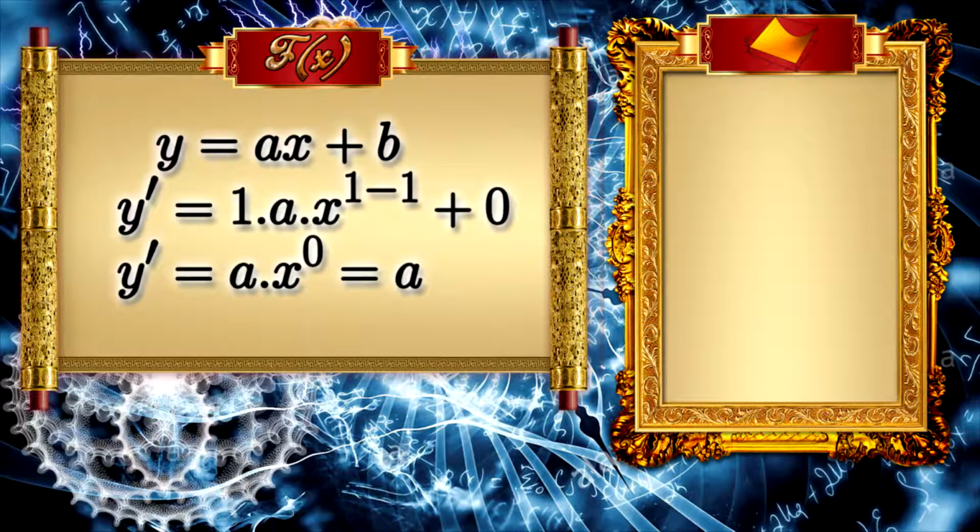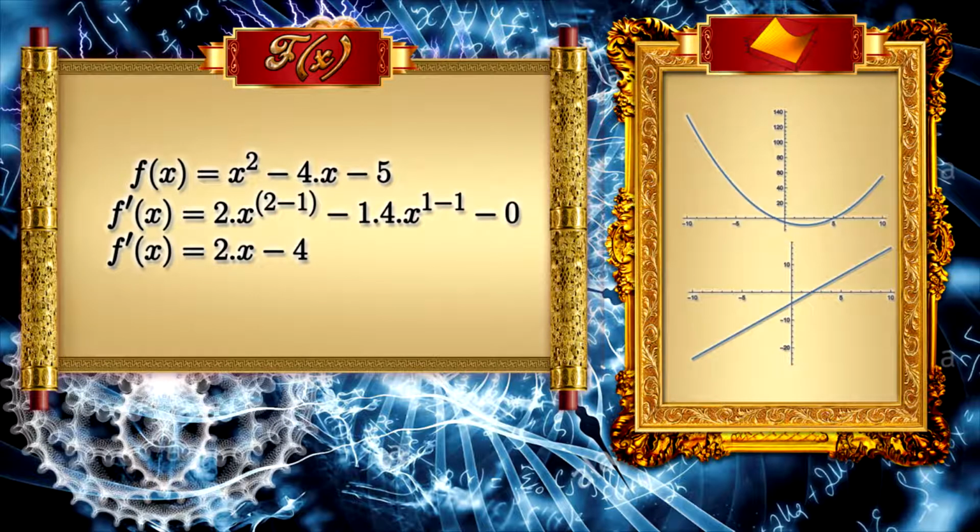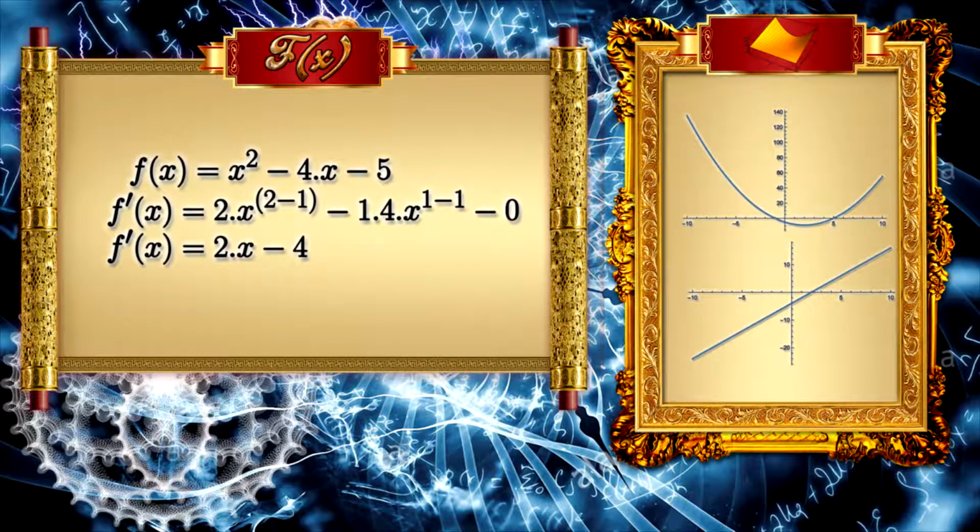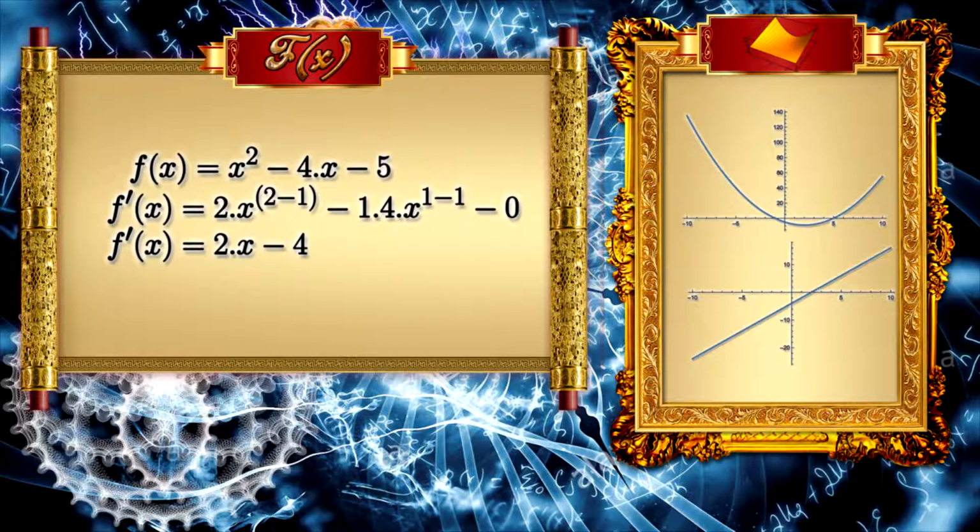For example, the function x squared minus 4 times x minus 5. If we derive, we have twice x raised to 2 minus 1, minus 4 times x raised to 1 minus 1, and the derivative of a constant, in this case 5, becomes 0. Therefore the derivative is twice x minus 4. Then we have the graph of the function above and the derivative below. The values of the graph of the derivative are the angular coefficients relative to each point of the function.